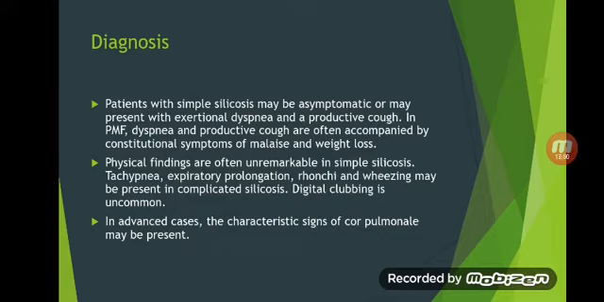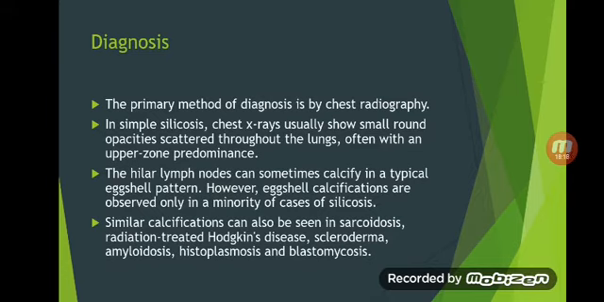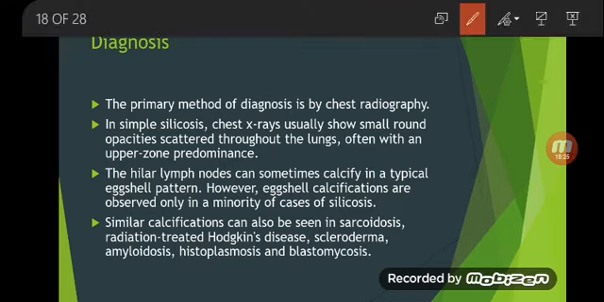So: history of exposure, typical symptoms beginning after 10 to 30 years, then chest X-ray findings, and exclusion of other diseases that have a similar appearance on chest X-ray. So the primary method is chest radiograph. Chest X-ray shows small round opacities with upper zone predominance, and the hilar lymph nodes are calcified, called the eggshell pattern.